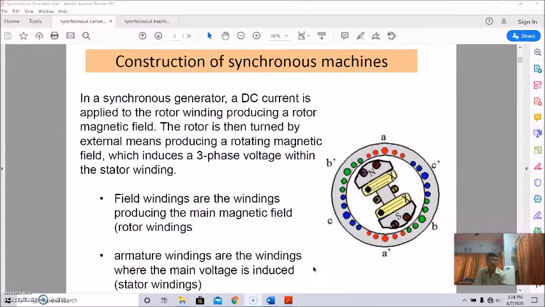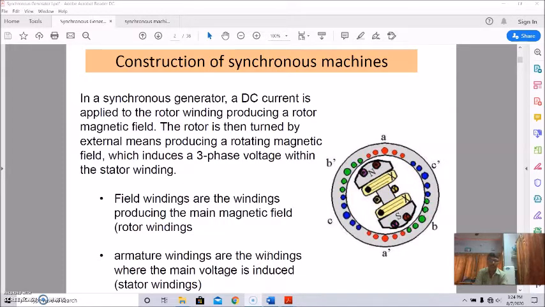In the last class of Electric Power Machine 2, we started a new topic, synchronous machines, where we discussed the constructional features of synchronous machines, mainly the stator, its rotors, etc. But one more thing we have to discuss in addition to these constructional features.